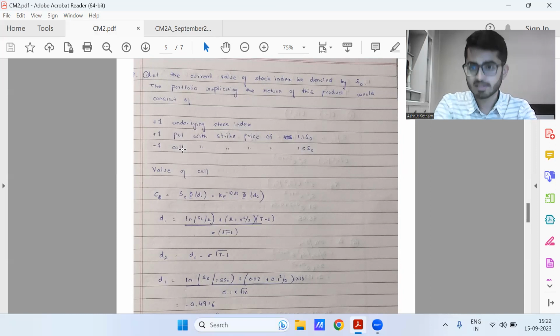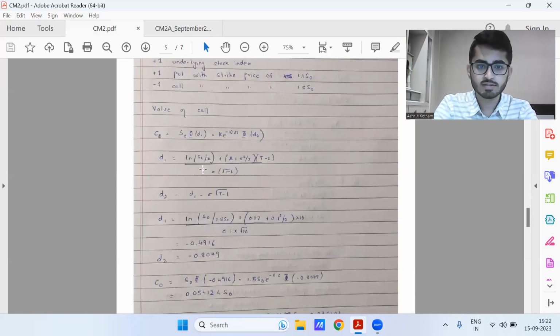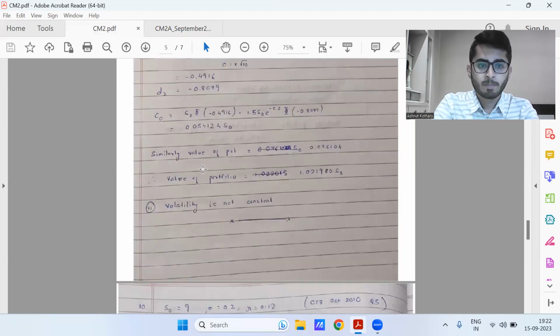Again, these would be in terms of S naught, the current share price. Having gone through the workings, I was getting the final value of the portfolio, or that investment product, to be 1.021980 S naught. Alternatively, if you had taken S naught to be some value like 1000 or 5,000, anything, that should also be duly awarded. This is a more general form, which covers all the scenarios.